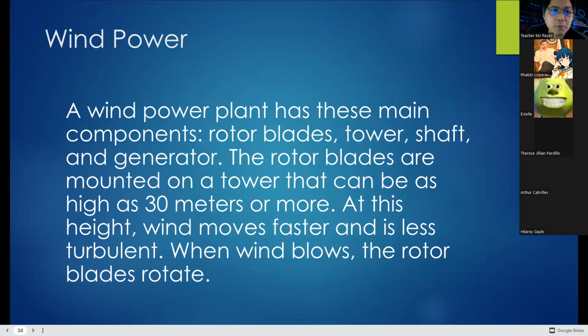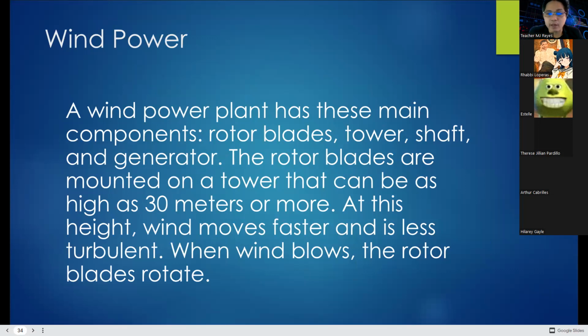Wind power. We also use wind as a source of energy, as a source of electricity to be specific. A wind power plant has these main components: the rotor blades, tower, shaft, and the generator, which generates electricity. The rotor blades are mounted on a tower that can be as high as 30 meters or more. At this height, wind moves faster and is less turbulent.